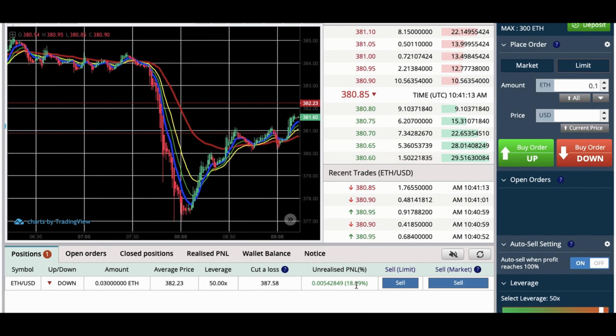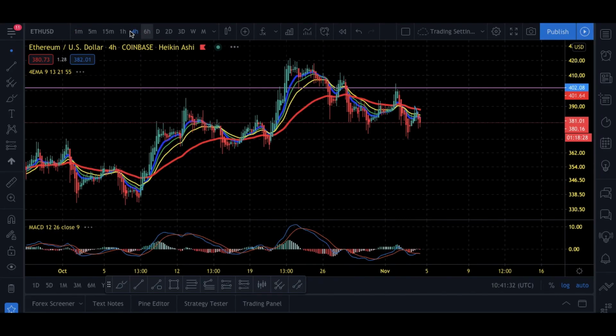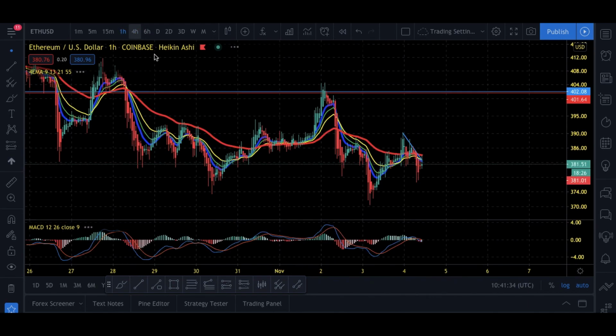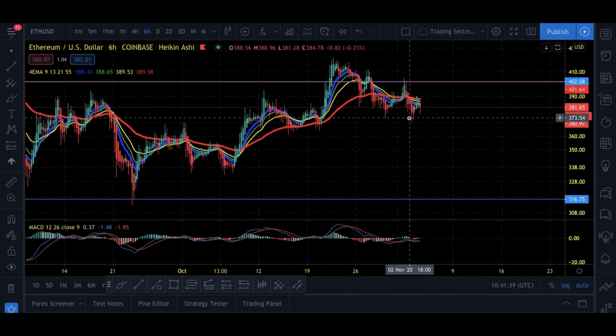You can see the trade is going well. I'll give you guys an update on that. But basically, you want to look at either the 1 hour, the 4 hour, or the 6 hour, just to give you an indication of where the market is headed.